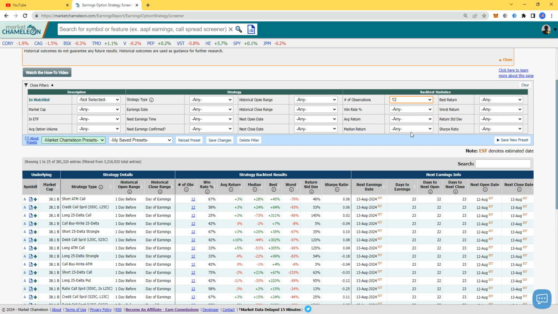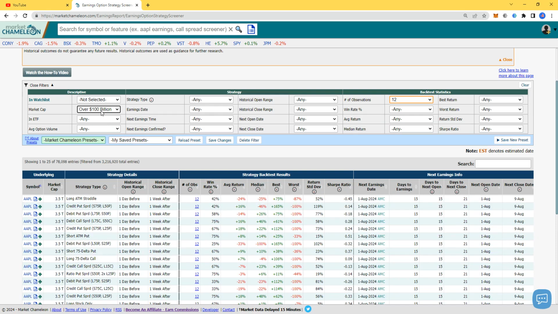And in here I like to do a couple of things. First of all, I like to change the market cap to over, let's say, 100 billion. I prefer to stay with good numbers. I prefer over 20, but let's stay with the big guys, over 100 billion. You can do ETF, yes or no, it's up to you.